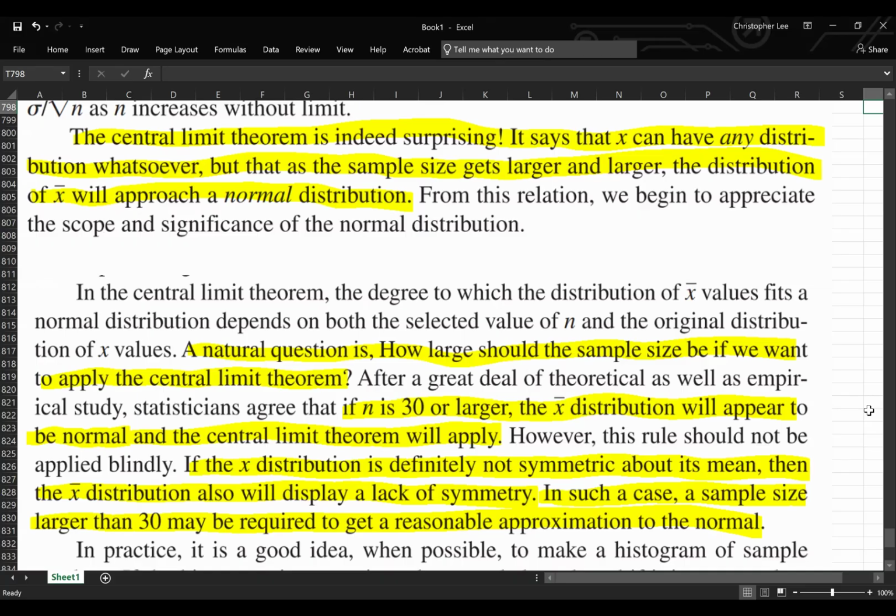If the X distribution is definitely not symmetric about the mean, then the X bar distribution also will display a lack of symmetry. In such a case, a sample size larger than 30 may be required to get a reasonable approximation to the normal. So let's talk about this for a second.